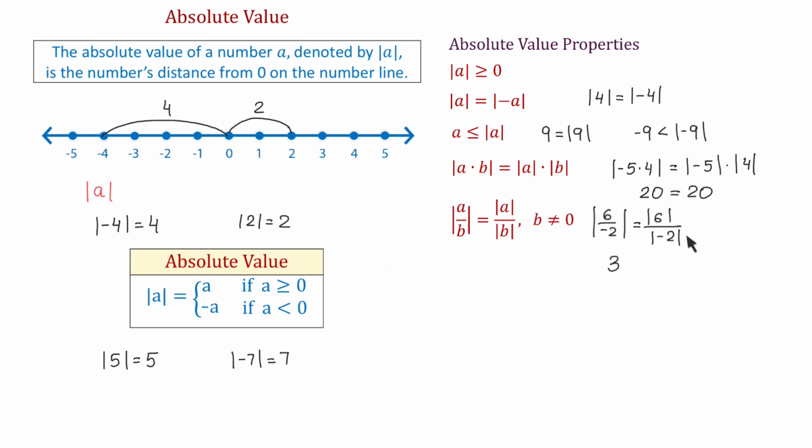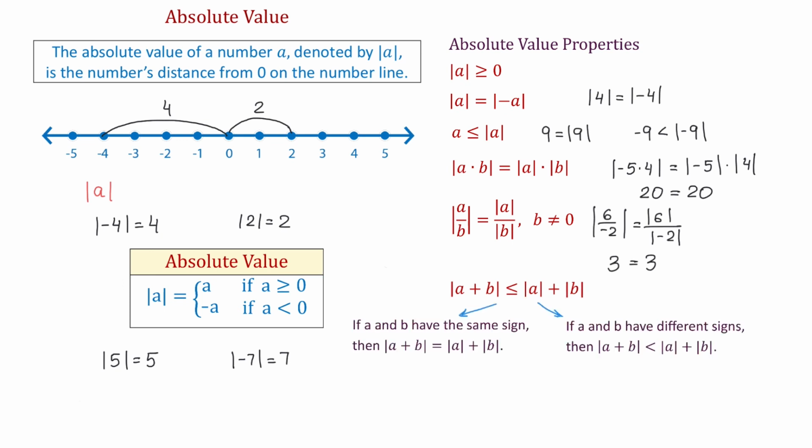And one more property: the absolute value of a plus b is less than or equal to the absolute value of a plus the absolute value of b. And here we have two possible cases. The first one is if a and b have the same sign, then the absolute value of a plus b equals the absolute value of a plus the absolute value of b.